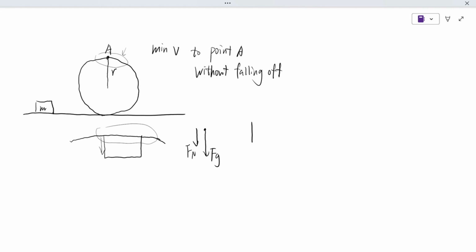Let's assume downward is the positive direction in this situation. So let's write a net force equation first. Net force F is equal to Fn plus Fg, and is equal to ma. It's actually the centripetal acceleration. Do you remember previously I told you the formula for centripetal acceleration is v squared over r. So plug it in, which is mv squared over r.